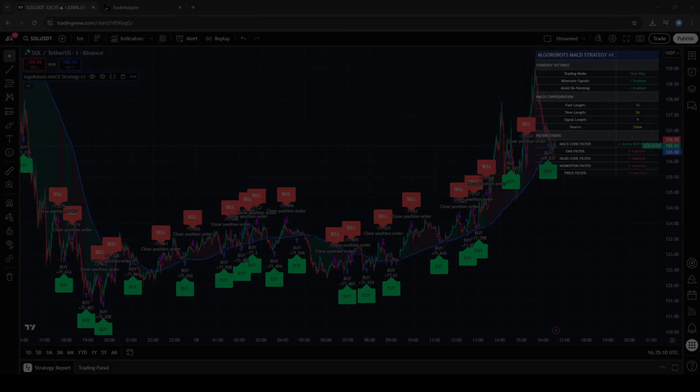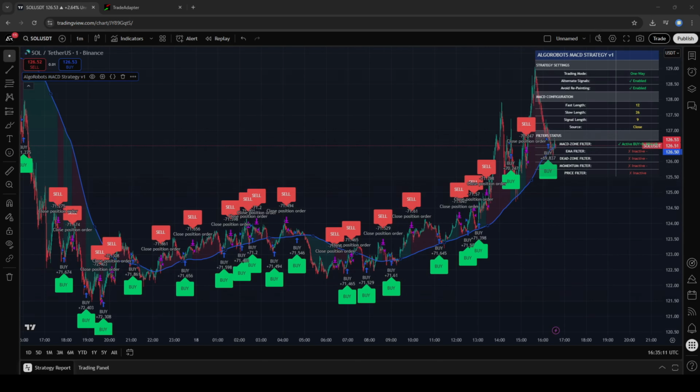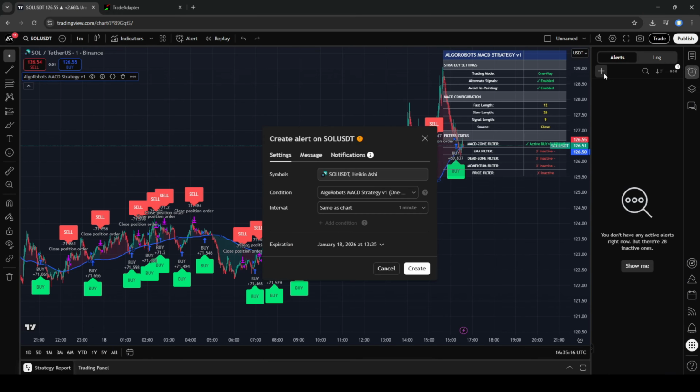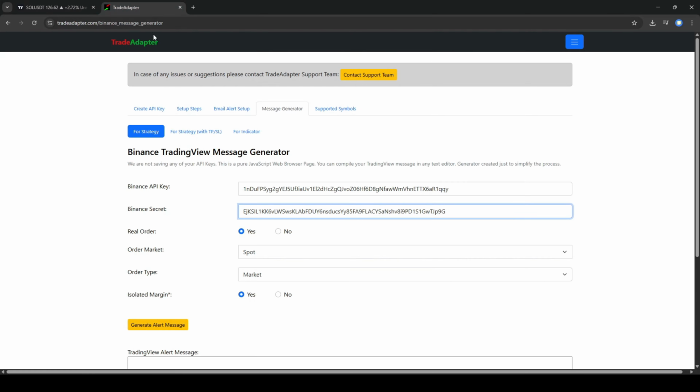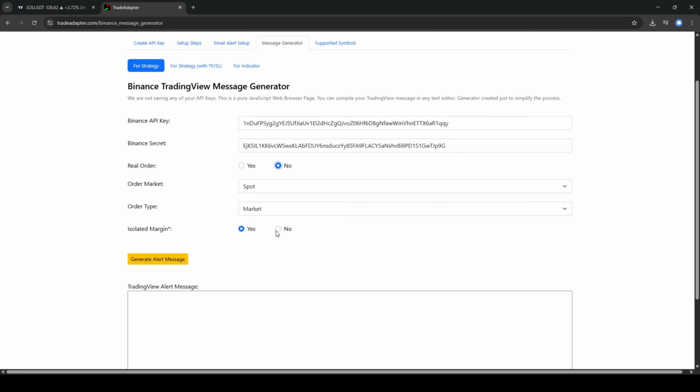Now we're going to show you how to fully automate your strategy to execute trades across multiple brokers using TradeAdapter. In our case, we'll use Binance with the SOL USDT trading pair, and we'll start by creating a new alert. We select our strategy, give it a name, and then head over to TradeAdapter to generate the alert message. In this example, to demonstrate how everything works, I'll be using a demo account.